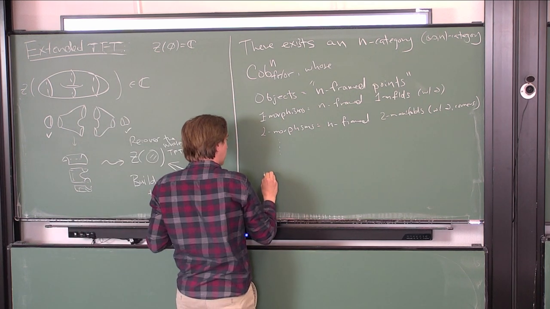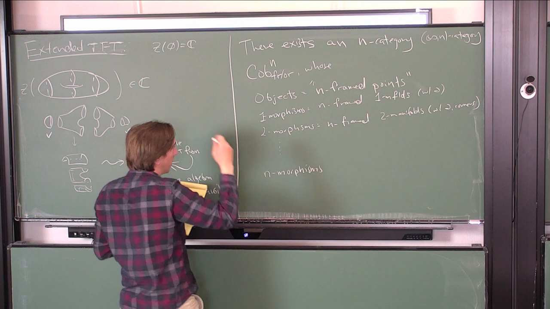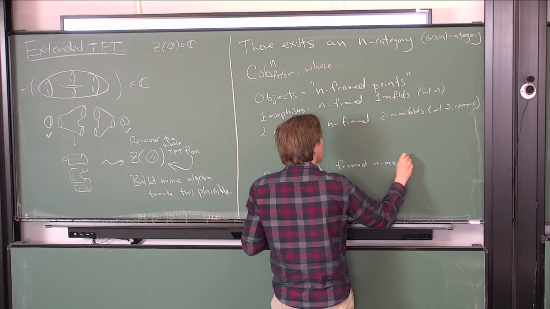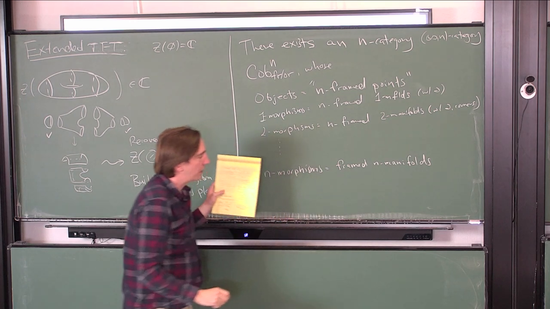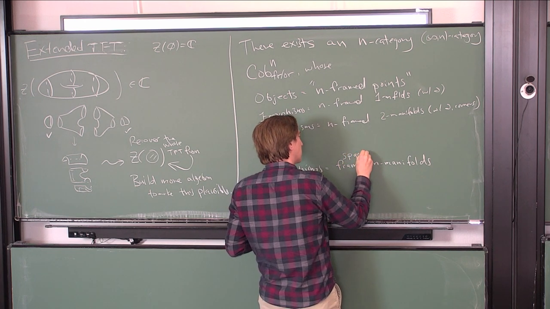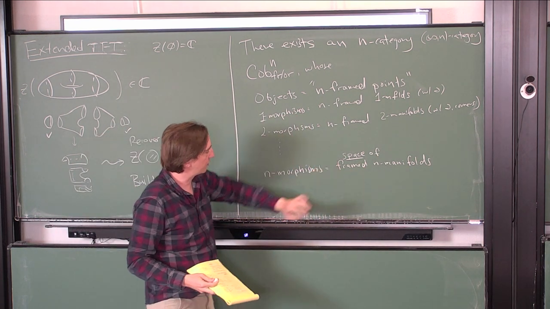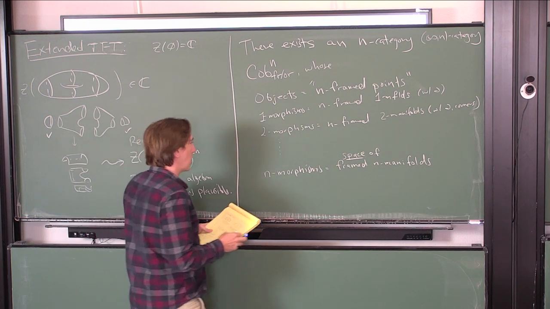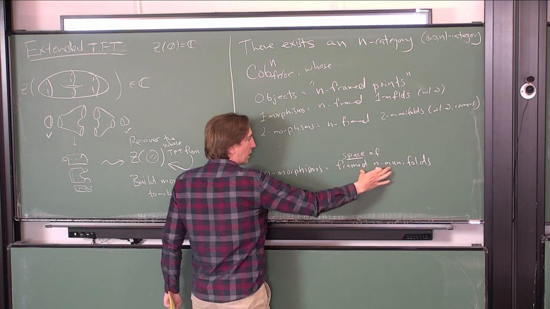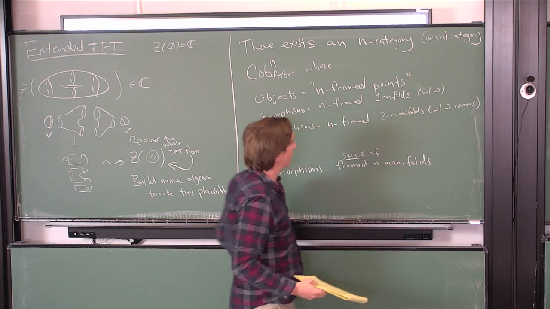And then there's only one subtlety, which is when we talk about n-morphisms, so these will be framed n-manifolds. Not the set of framed n-manifolds form the n-morphisms, but the space of framed n-manifolds. I'll give some picture of what I mean by the space of framed n-manifolds. And when I say that it's a space, then it means I don't have to tell you what the higher morphisms are. The higher morphisms are going to be coming from this word space. And so the fact that I started to talk about spaces at the top level is roughly what this infinity means.